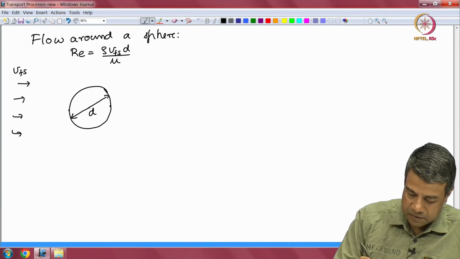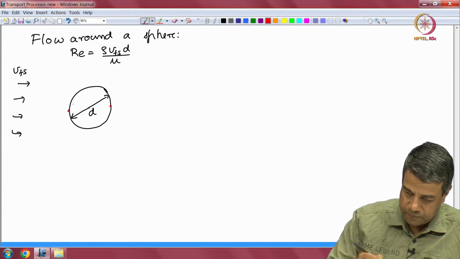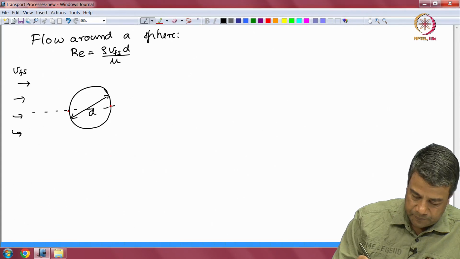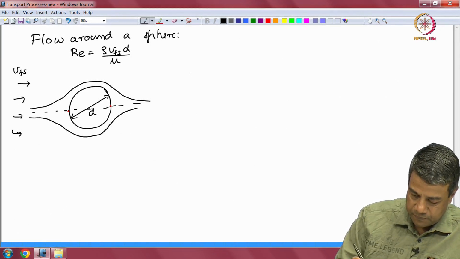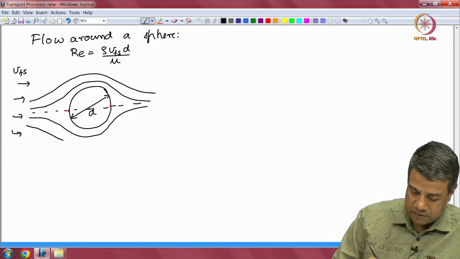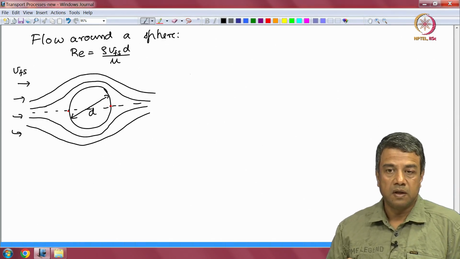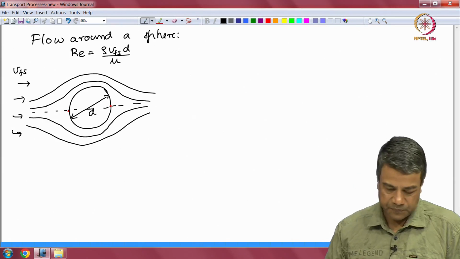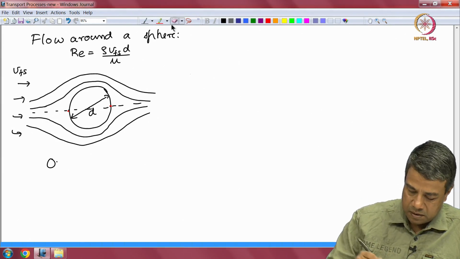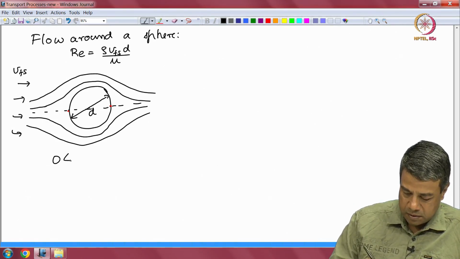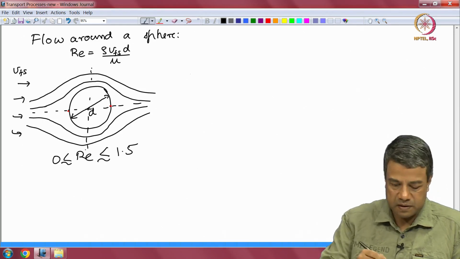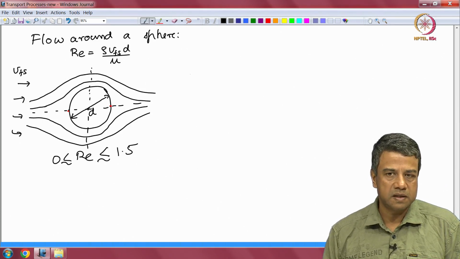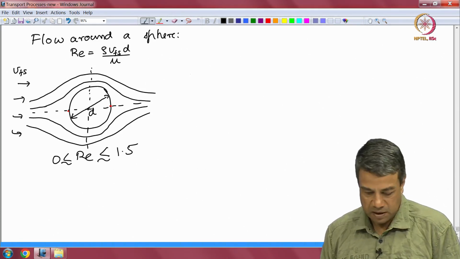Now, if you look at the flow pattern around a sphere, the flow will go around the sphere. Because the projected area of the sphere perpendicular to the flow is substantial, the streamlines have to deform significantly in order to go around the sphere. If the Reynolds number is less than about 1.5, these streamlines are symmetric between the upstream and the downstream hemispheres. And you have 2 points here which are called stagnation points.